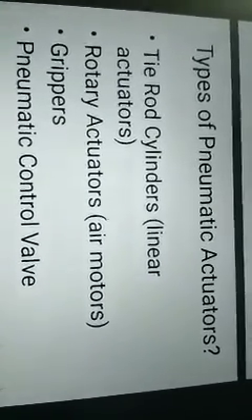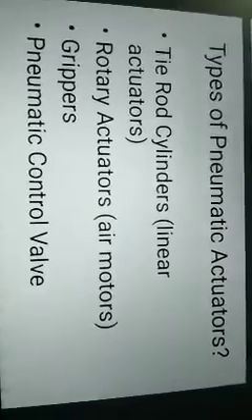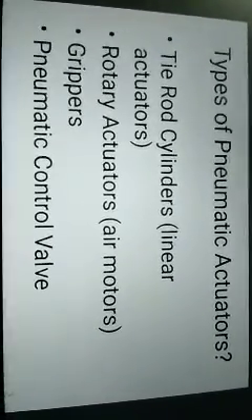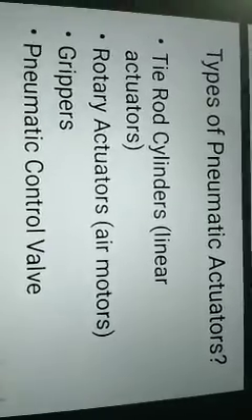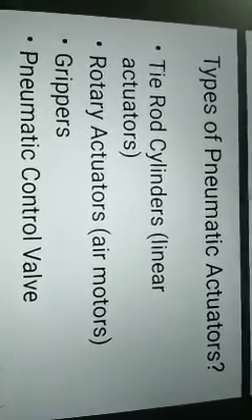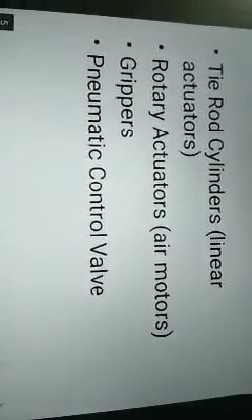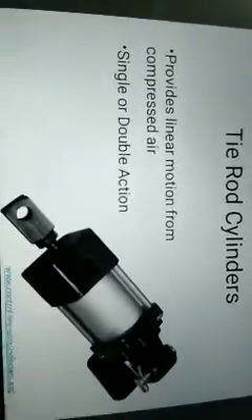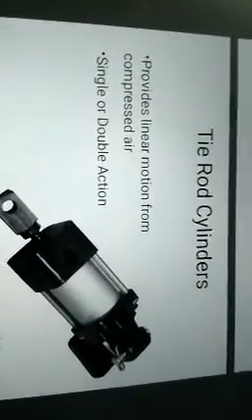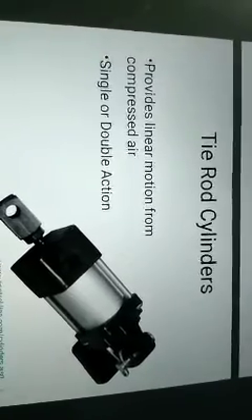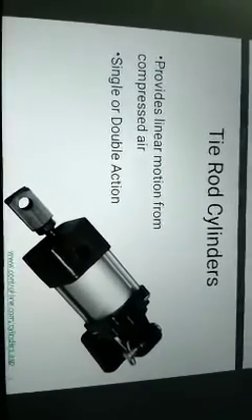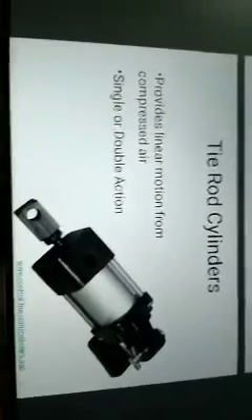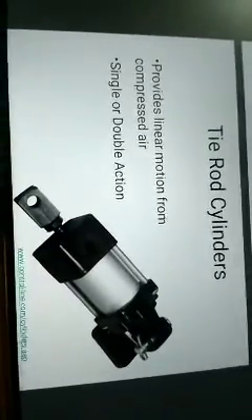First is the tie rod cylinder, which is a linear actuator. Then the rotary actuators, which act as air motors. Then grippers, which you are commonly aware of, and the pneumatic control valve. This is a rod type cylinder, a pneumatic actuator which provides linear motion from compressed air. Now, this can have both single and double action depending upon its area of application.